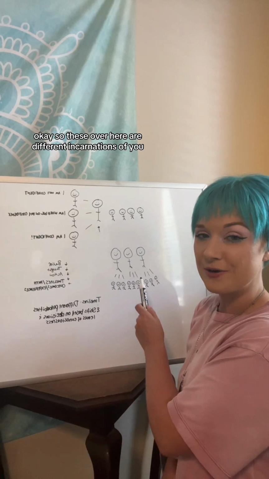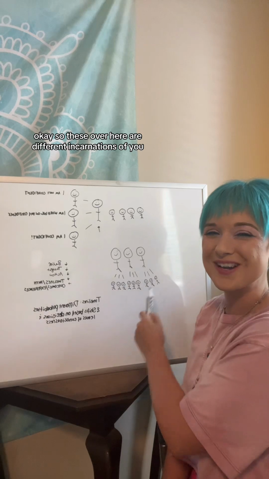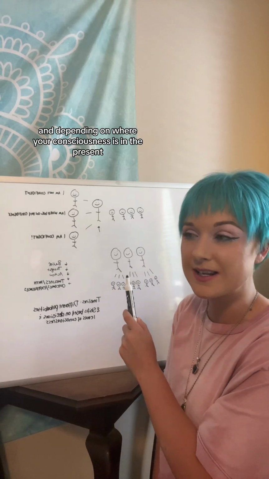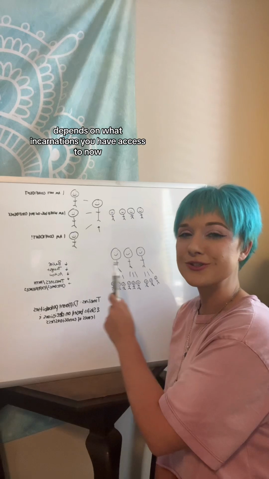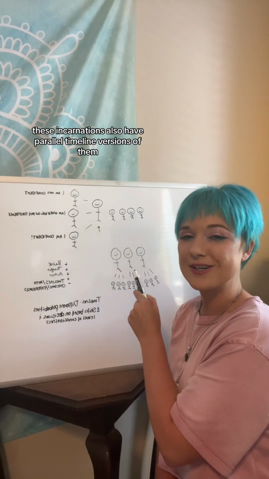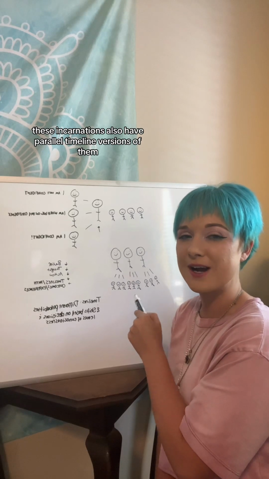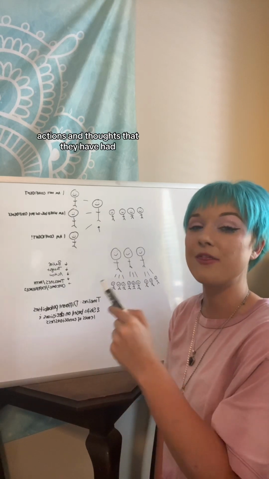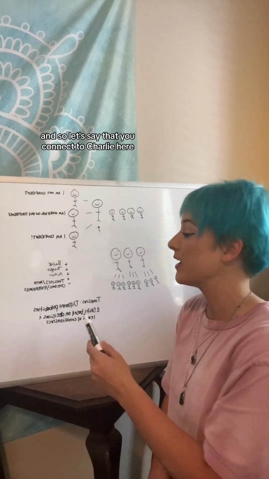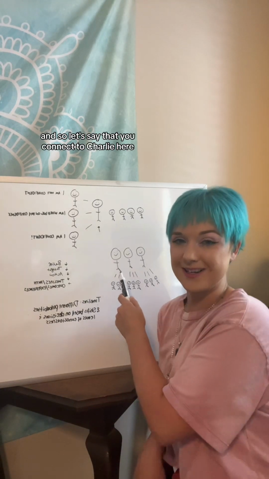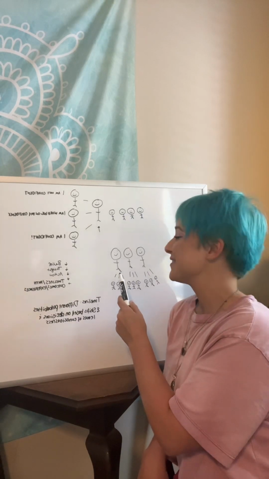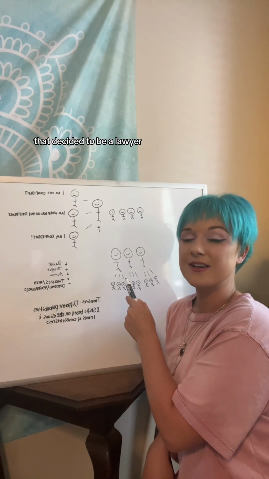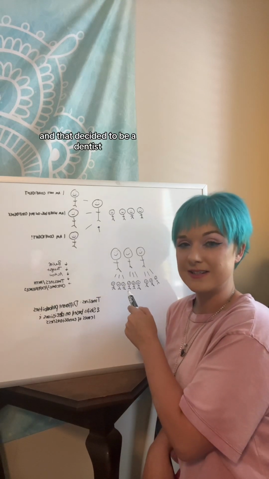So these over here are different incarnations of you. And depending on where your consciousness is in the present, depends on what incarnations you have access to. Now, these incarnations also have parallel timeline versions of them based on the different decisions, actions, and thoughts that they have had. And so, let's say that you connect to Charlie here, who's a different incarnation of you. So, there is a version of him that decided to be a doctor, that decided to be a lawyer, and that decided to be a dentist.